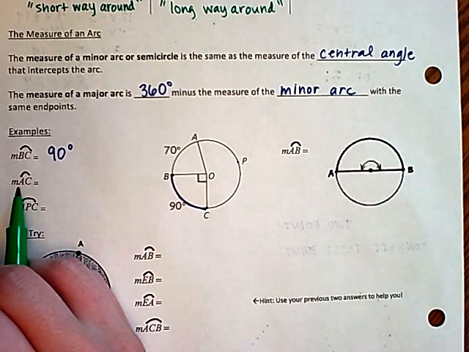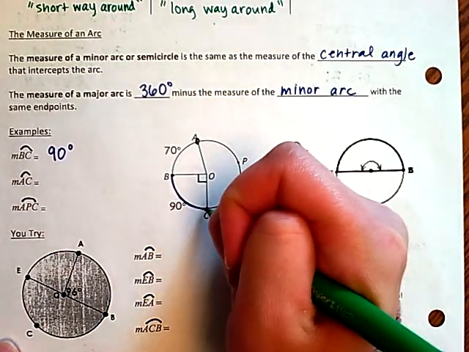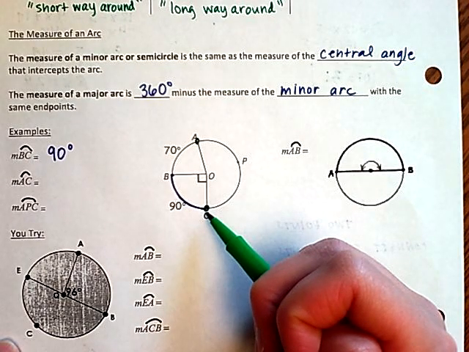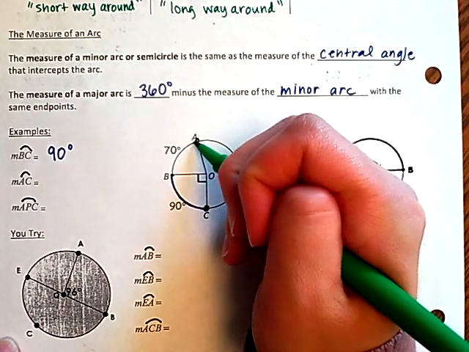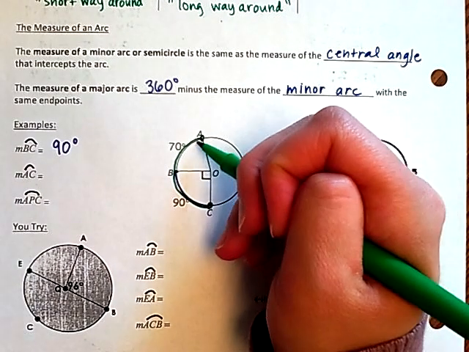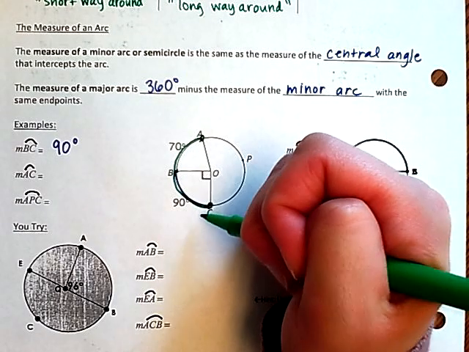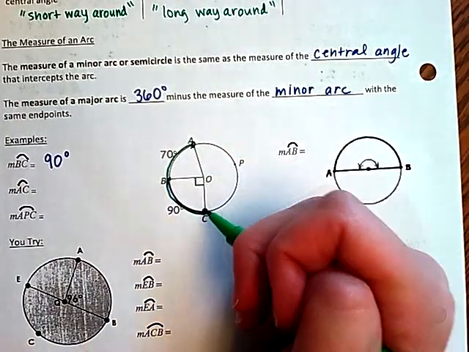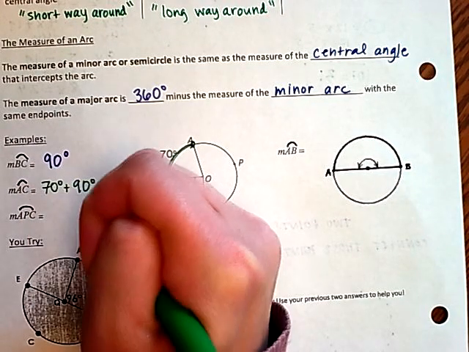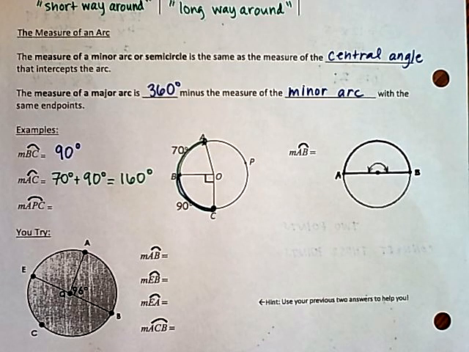Okay, then for the next one, it says the measure of arc AC. I'm going to use green now, so I'm going to say here's A and here's C. Because there's only two letters, it's asking you to go the short way around. So the short way around would be this way. And I can tell that this arc AB here is labeled 70, and then from B to C is labeled 90. So I know that all the way around should be 70 plus 90, which is 160.